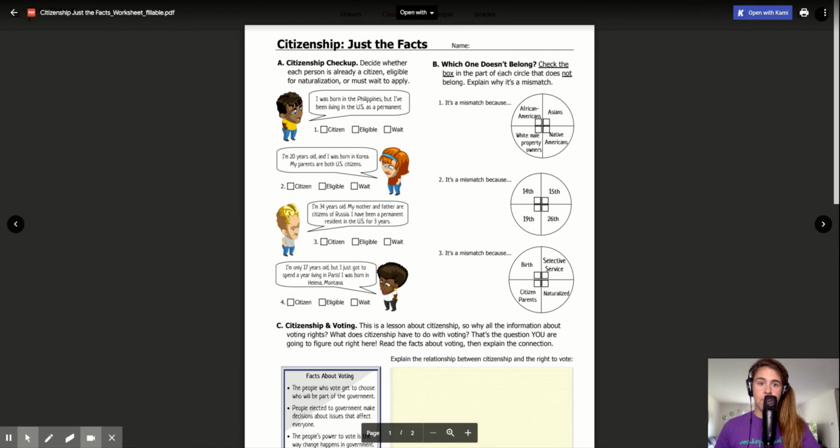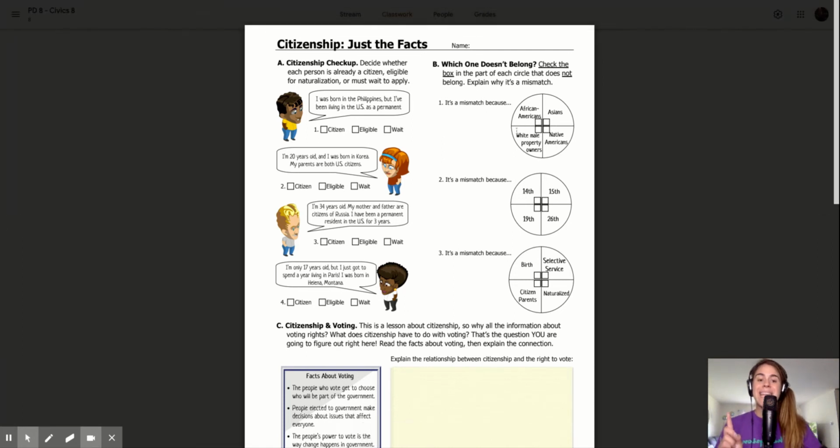Section B. Check the box in each part of the circle that does not belong. Okay. You need the timeline for this one. I know you need the timeline for numbers 1 and 2. Number 3, you do not need the timeline. I believe you need one of the paragraphs. Anyway, so you read the timeline, and I want you to figure out when it comes to African American citizenship, Asian citizenship, etc., after reading that, which one does not belong in the group? You would click that slice.